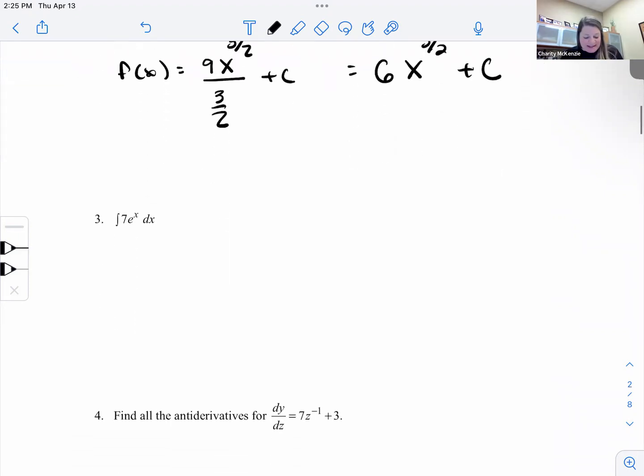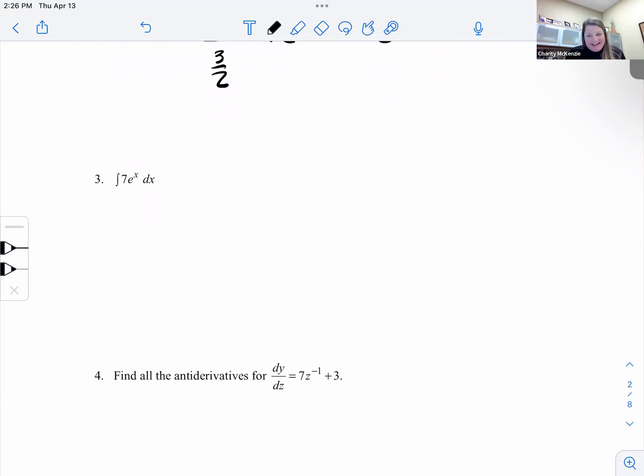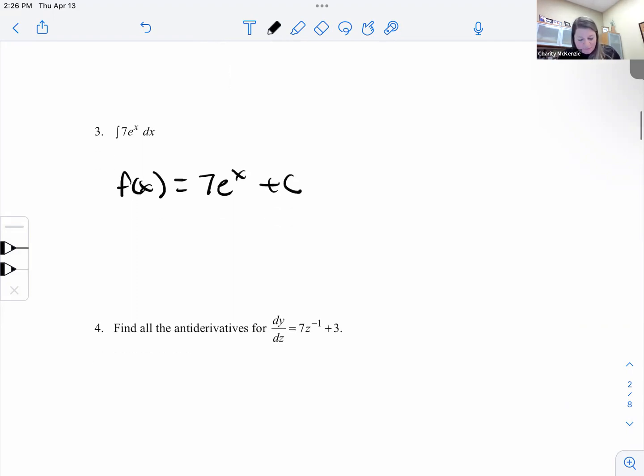Okay, number 7. Number 3 has an e, right? So we're looking for the antiderivative of 7e to the x. Well, we know the 7 stays out front, e to the x stays e to the x. So when we take this back out to the original function, we're going to have just 7e to the x plus c. Love the e's. Well, we all know e's can get a lot harder. So we love the e's if there's nothing in the exponent with the e, because then that becomes a chain rule. And we haven't talked about how to undo a chain rule yet, but we will get there.